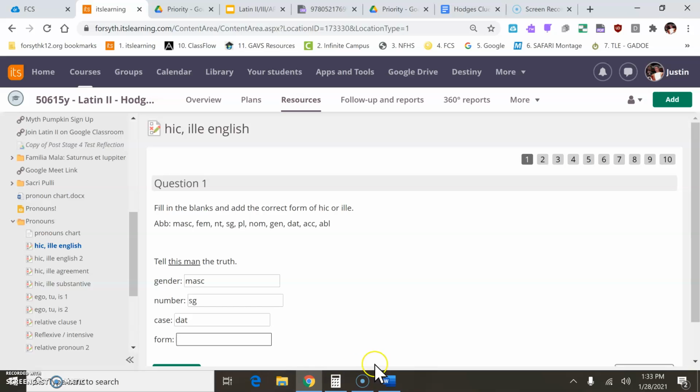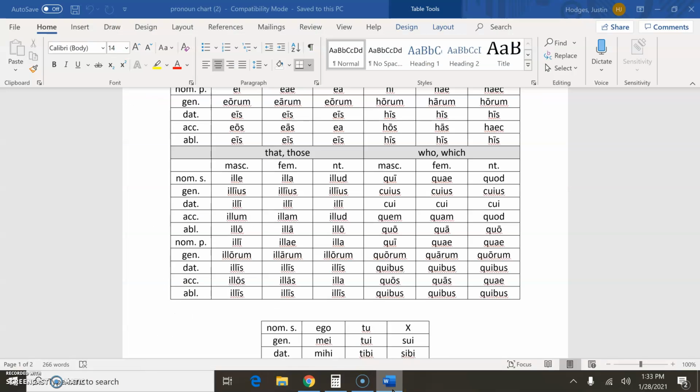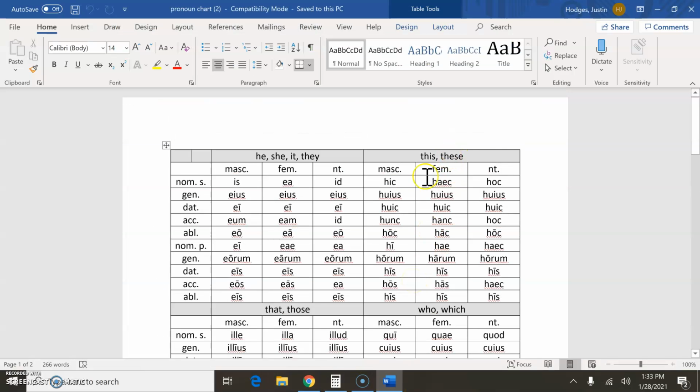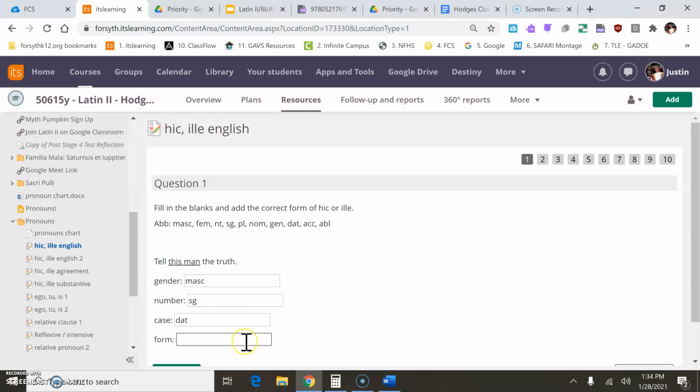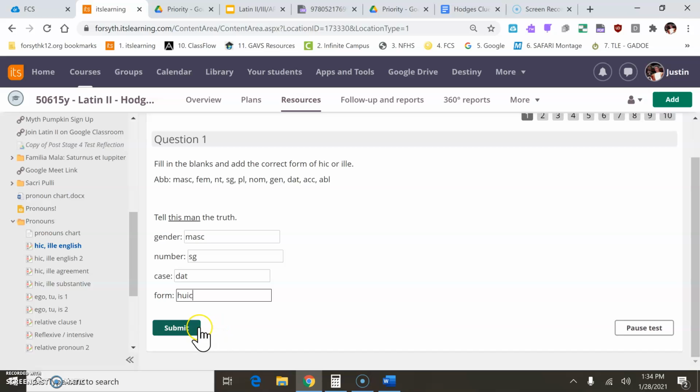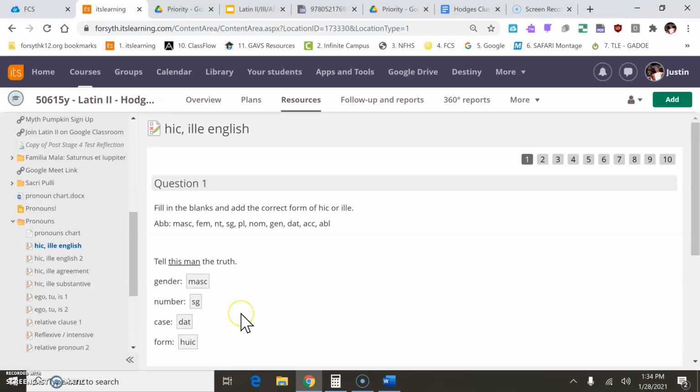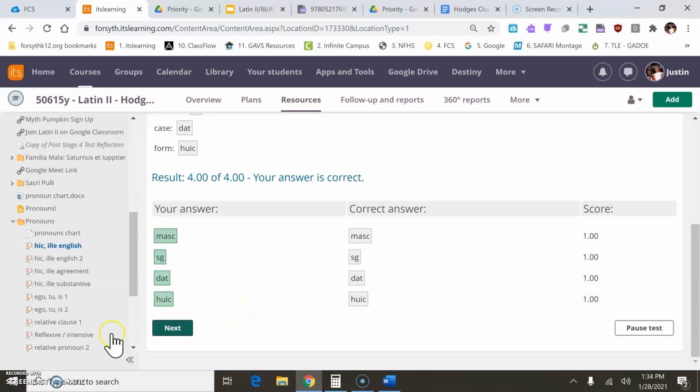All right, so we know it's masculine, singular, dative, and the word is this. So we're going to go back and look at our pronoun chart. We're going to look up here in the top right corner for the forms of this or these. We know it's masculine, so we're going to look in this row right here. We know it's singular, so we're going to look in the top half, and we know it's dative, and that's going to leave us with huic, H-U-I-C. So I'm going to go down here into the form and type huic and submit and bathe in my brilliance because we got it totally right.